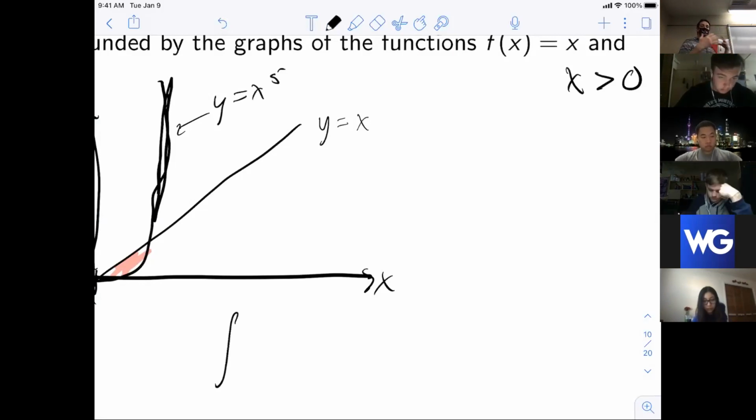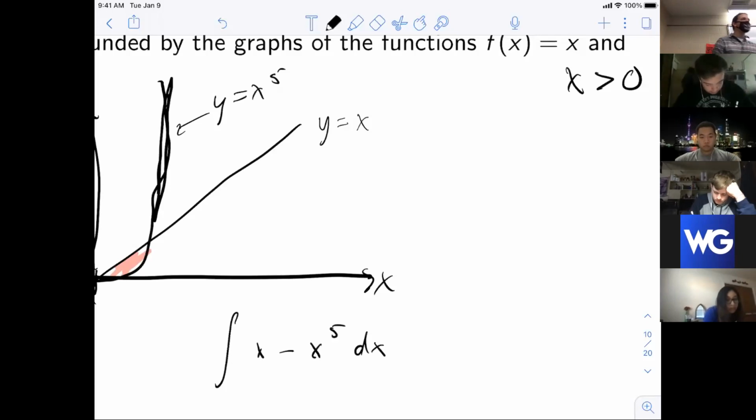I guarantee, I did this 1,000 times when I was learning, that you're going to get them mixed up at some point and get a negative answer and think, oh, I just mixed them up so I can just take a negative. You need to be careful, because maybe they switch, maybe you mess something else up. If you do bottom minus the top, you're going to get a negative answer where you should always get a positive answer, because we're talking about true areas. So the integral, I want x minus x to the fifth, because x is the top curve, y equals x. Now, what are the bounds on this?